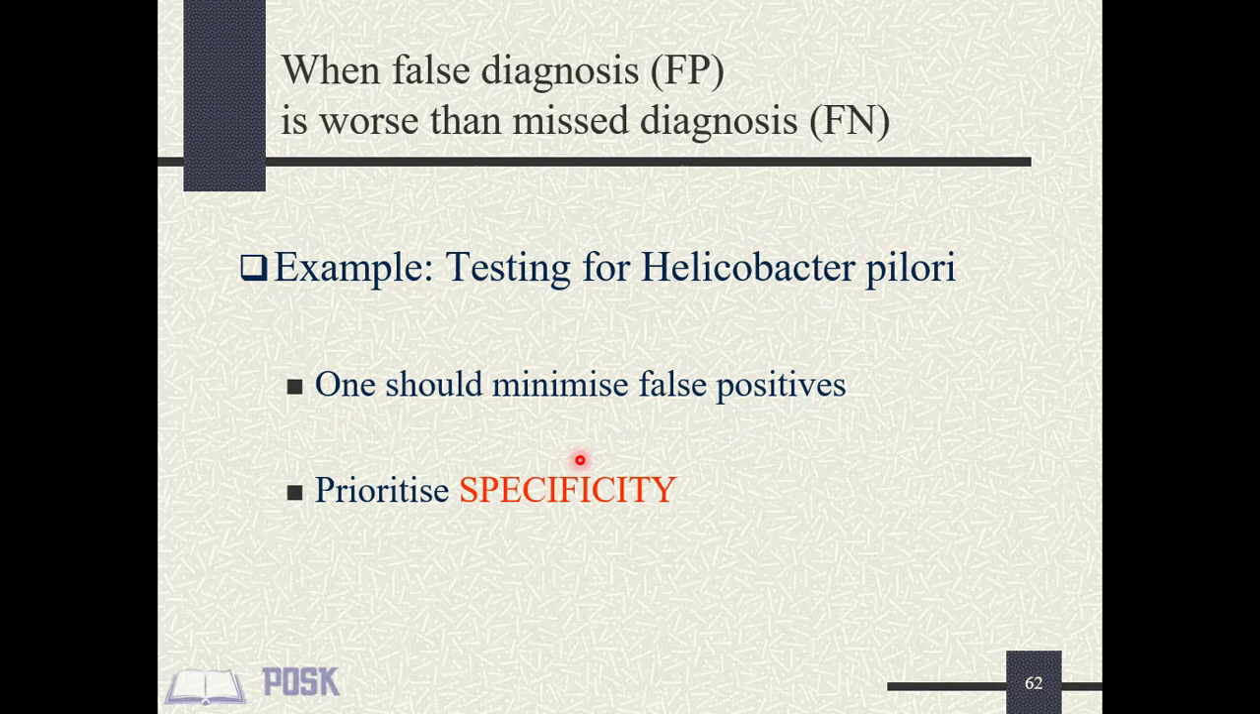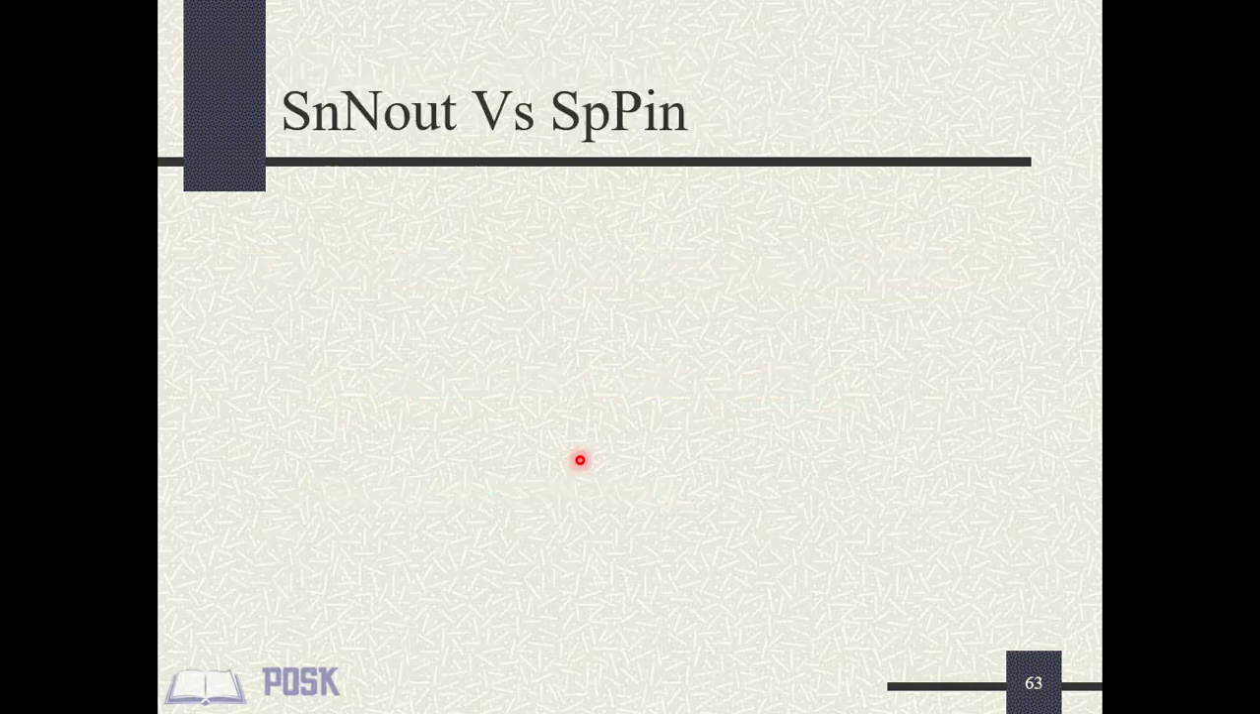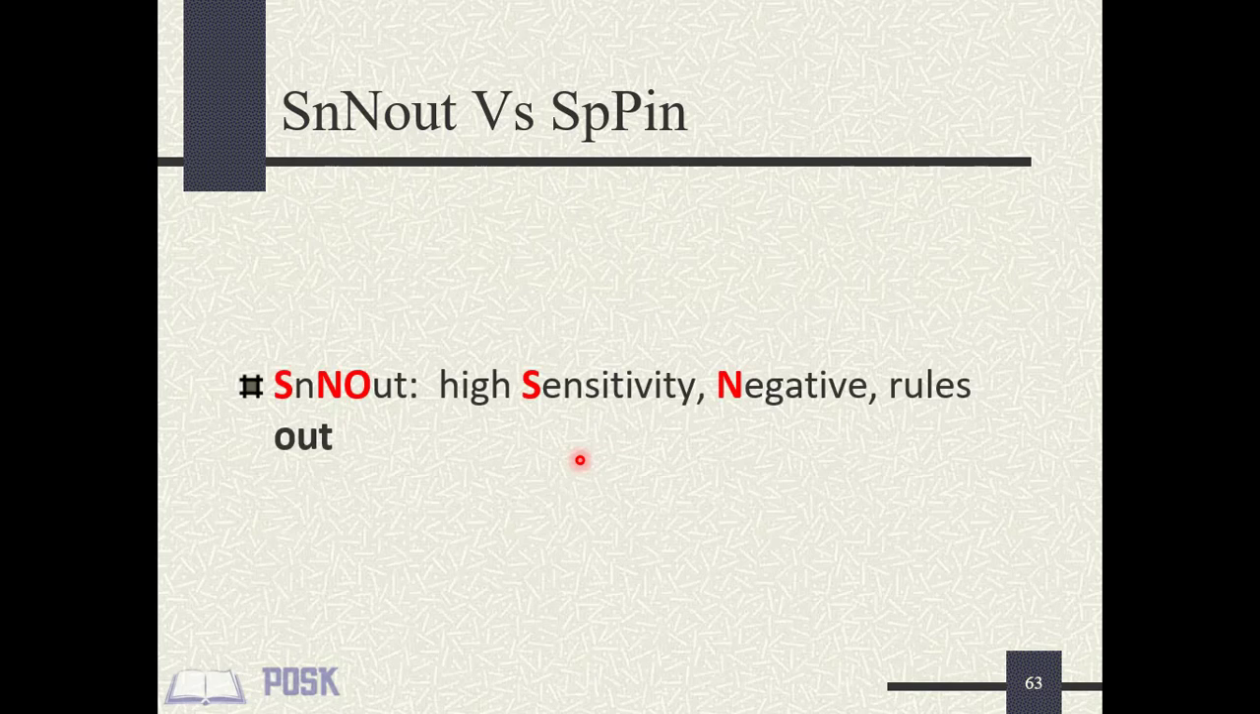On the other hand, you should prioritize specificity whenever you are dealing with a relatively non-life-threatening disease with expensive or complicated treatment schedule. In this instance, you want to make sure that you minimize false positive rates. Two mnemonics have been developed to make it easy for physicians to use specificity and sensitivity to confirm diseases with diagnostic tests that have high sensitivity or specificity.